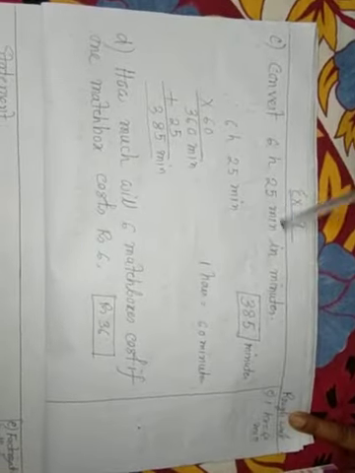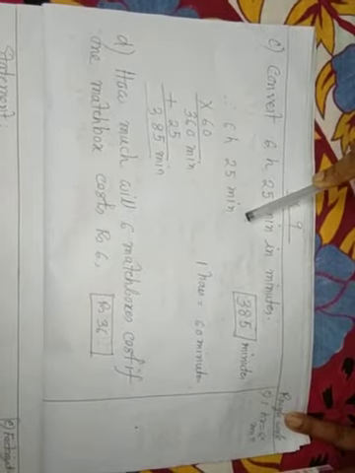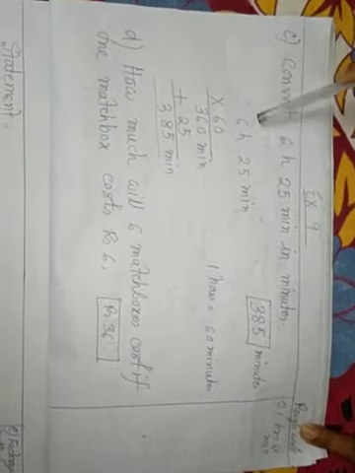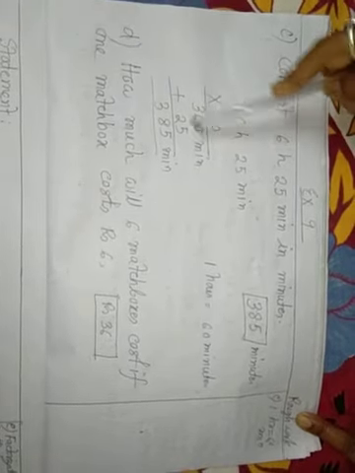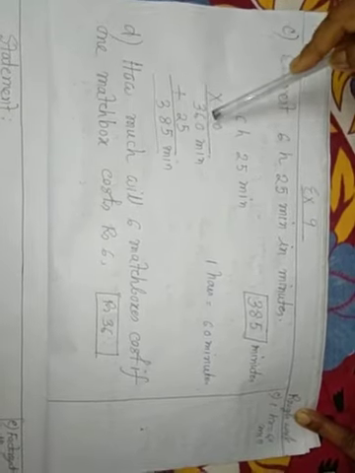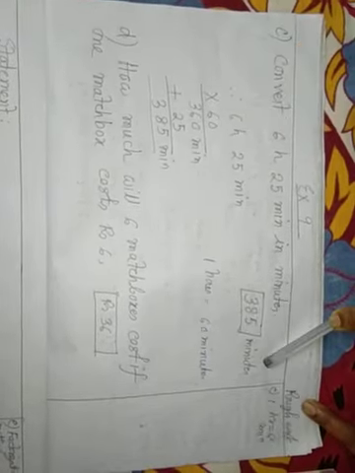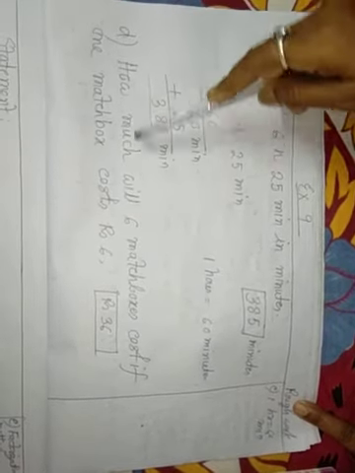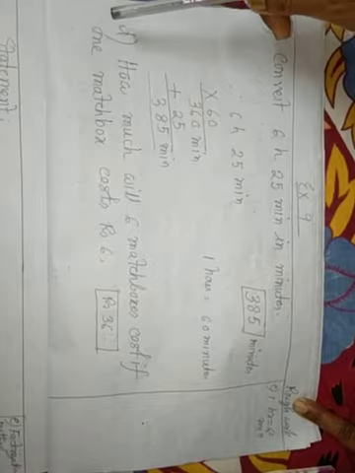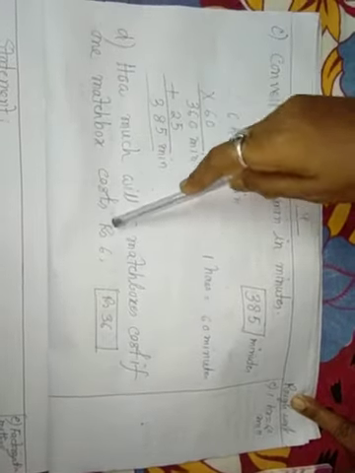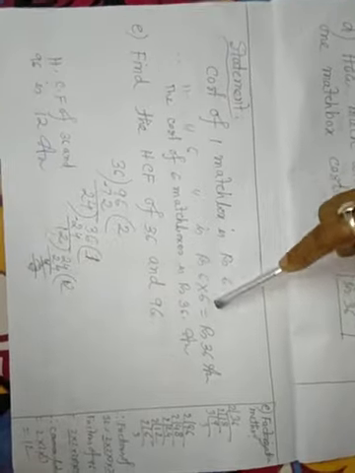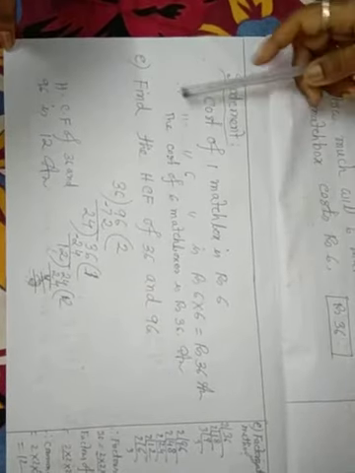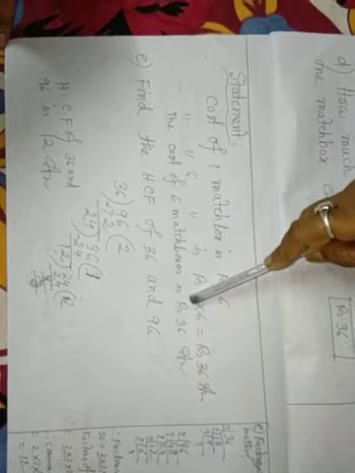Convert 6 hours 25 minutes in minutes. 1 hour equal to 60 minutes. So 6 hours equal to 6 into 60. 6 6s are 36, 360 minutes plus 25. So 5, 6 to 8, 385 minutes. Okay. D. How much will 6 matchboxes cost if one matchbox costs rupees 6? Statement: cost of one matchbox is rupees 6. Therefore cost of 6 matchboxes is rupees 6 into 6. 6 6s are 36. So the cost of 6 matchboxes is rupees 36.